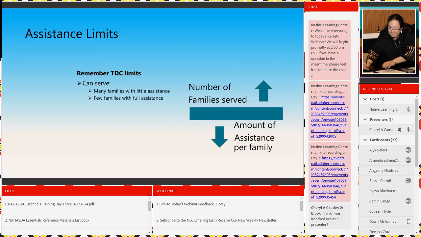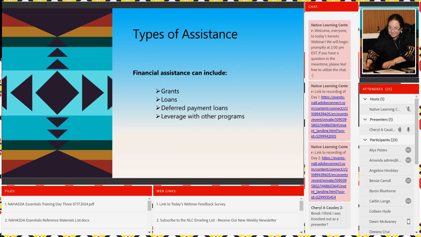Your assistance limits. Remember that TDC, that total development cost. And then, are we going to serve many families with little assistance or a few families with full assistance? I've worked with people that go both ways and tried to make an argument to their tribal councils. You're giving away large sums of money, and only able to serve 4 or 5 of your tribal members a year, where if you cut that in a fifth, which is still a whole bunch of money, you'd be able to serve at least 25 a year.